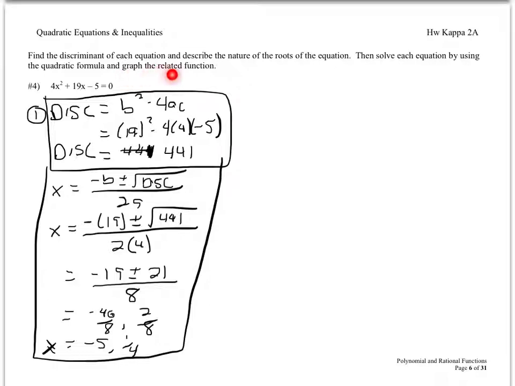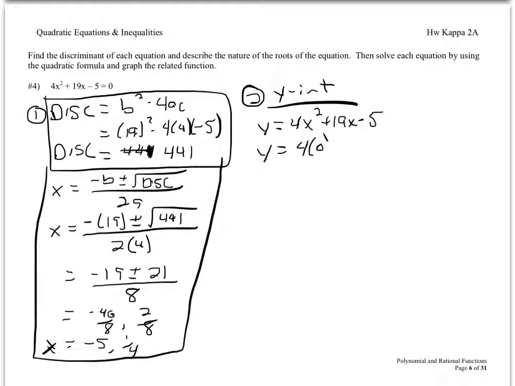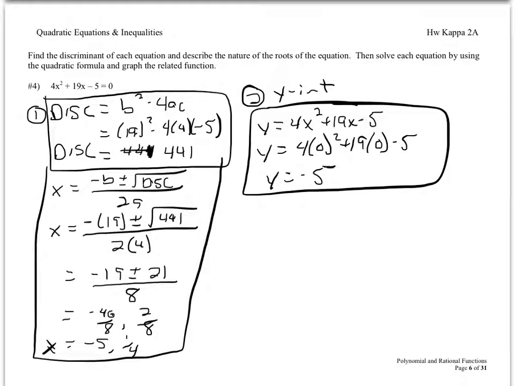And we're supposed to graph the related function. Well, to do that, we need to find the y-intercept, singular. To do so, we take the related function, replace the x values with 0, and we get a y-intercept of negative 5. X-intercepts, y-intercept.